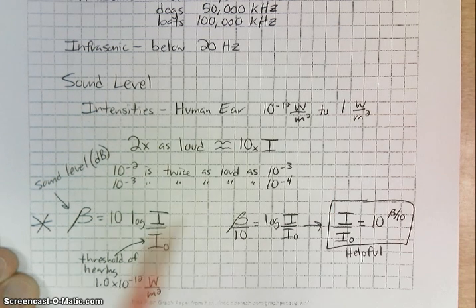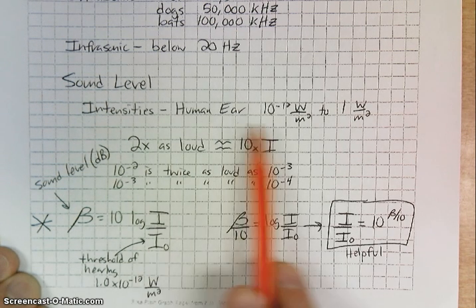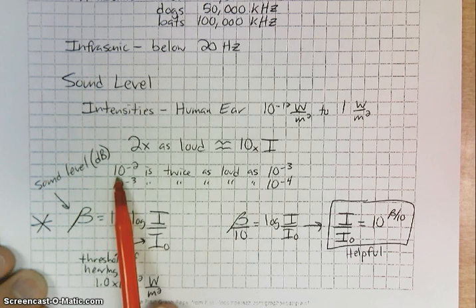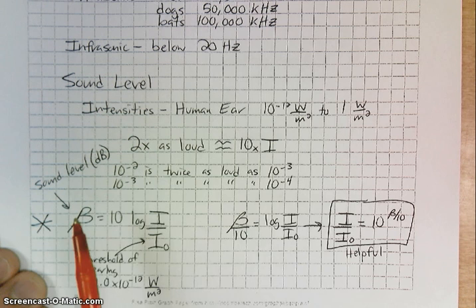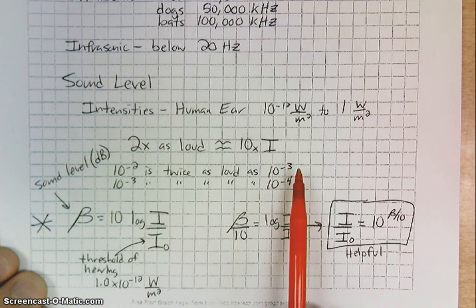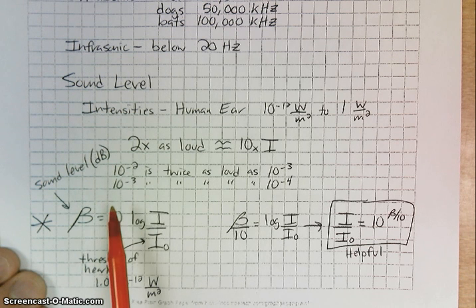Okay. One thing to understand about intensities, in order for something to seem like it's twice as loud, it actually has to be 10 times as intense. Therefore, if you're talking about intensities, something that is times 10 to the negative second is only twice as loud as something that is 10 to the negative third. And then something that's 10 to the negative third is only twice as loud as something that is 10 to the negative fourth.